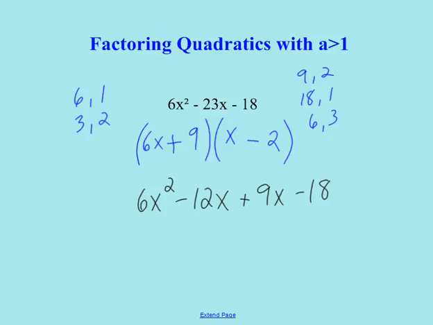We combine our like terms, the two middle terms, and this is what we end up with. Now you'll see here that this middle term, negative 3x, is not the same as the middle term here. So that indicates to us that these are not the correct factors, and we're going to have to go back and make some changes.